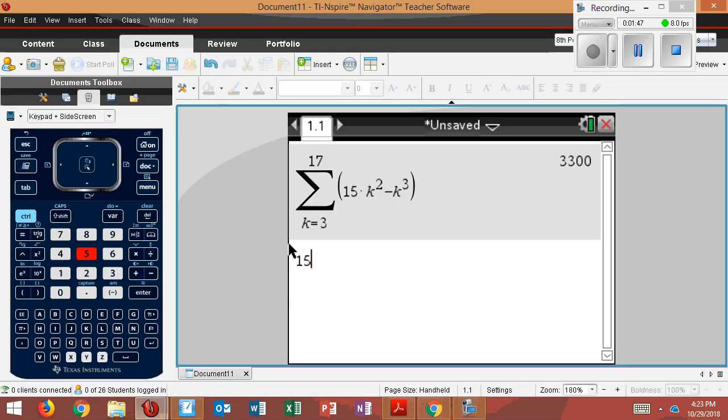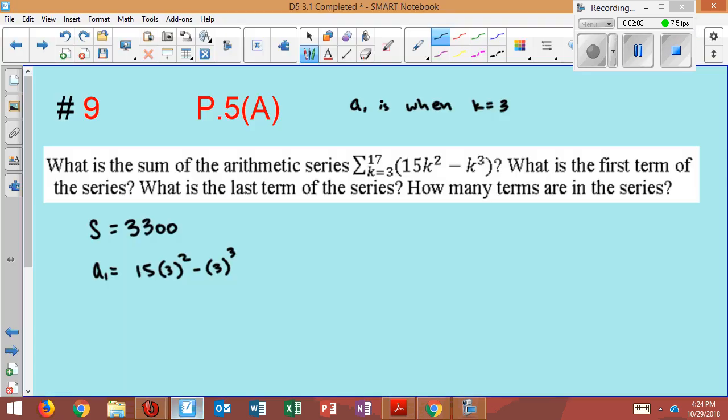So I'd go 15 times 3 squared minus 3 cubed. And honestly, if you want to make it easier to see that there's substitution here, put the parentheses there like that, and it is 108. So we find out here that I get 108. That would be the first term. And this is the sum.